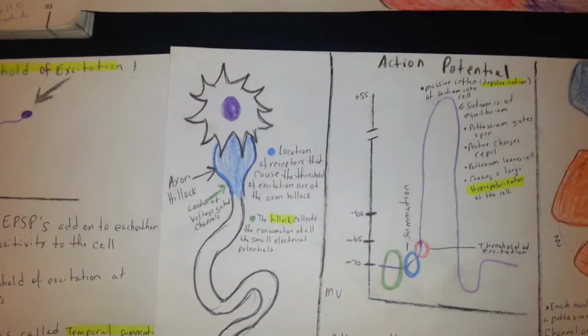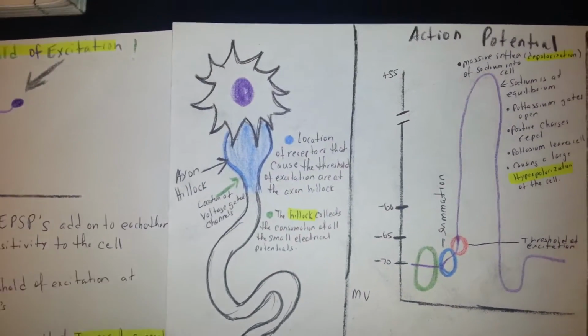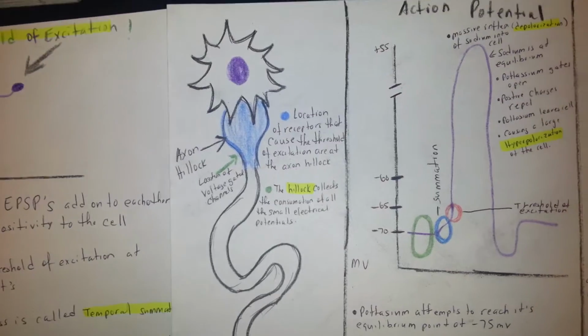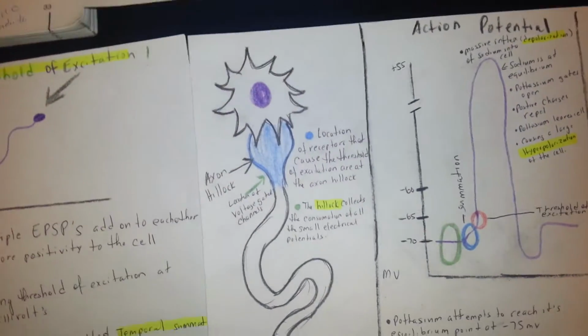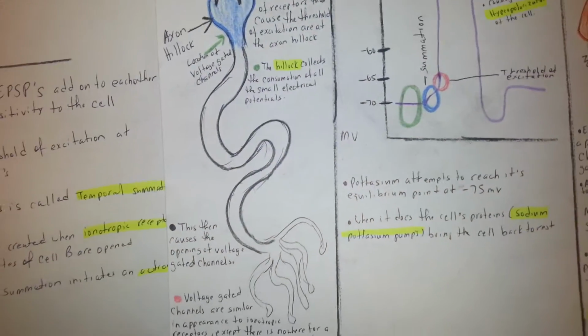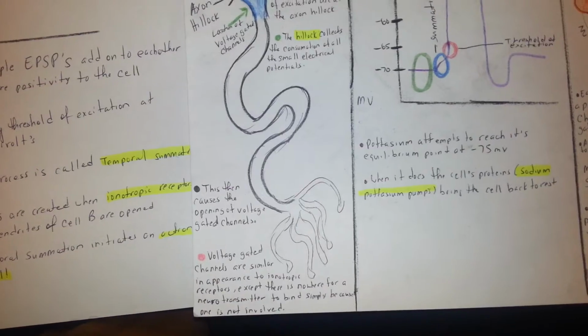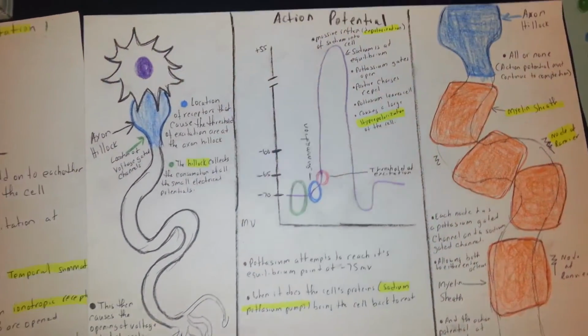So once again, the axon hillock is pretty much where the receptors that cause the threshold of excitation are located. And once that happens, it causes the opening of voltage-gated channels, and then that's when we move on to the next segment of our story.